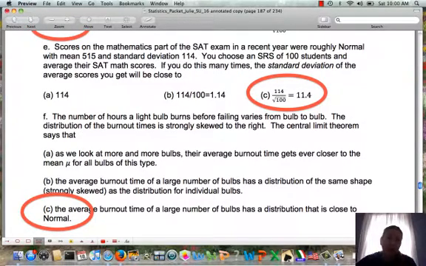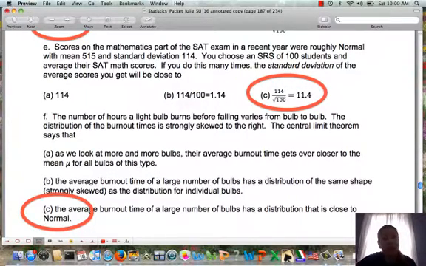Question E. Scores on the mathematics part of the SAT exam in a recent year were roughly normal with mean 515 and standard deviation 114. So we're talking about the same data as in the last question. You choose a simple random sample of 100 students and average their SAT math scores. If you do this many times, the standard deviation of the average scores you get will be close to what?